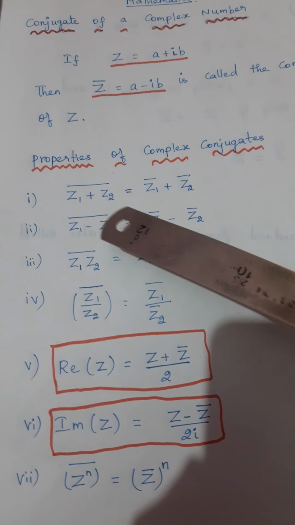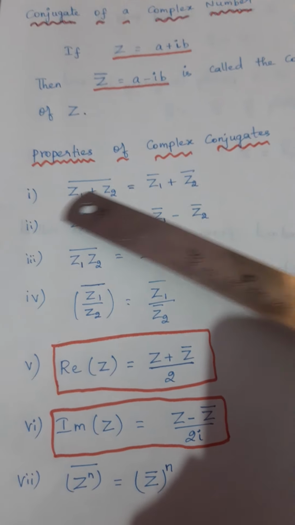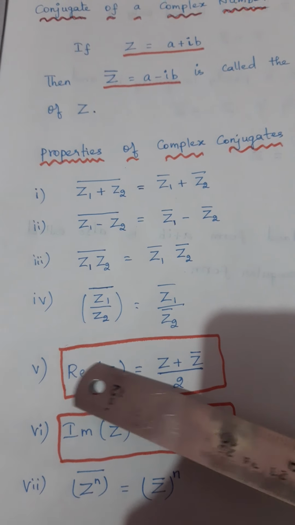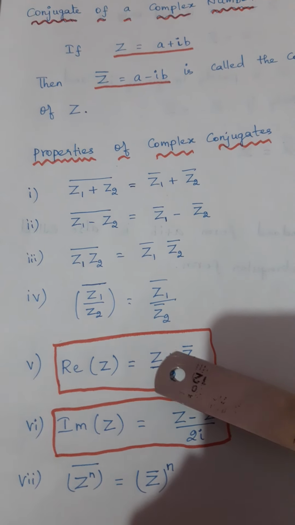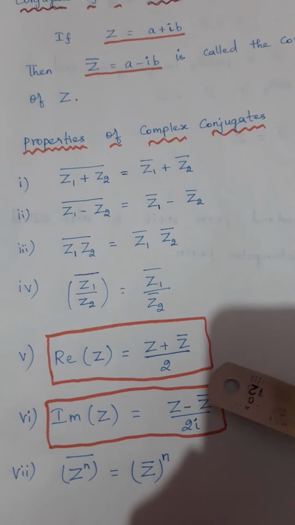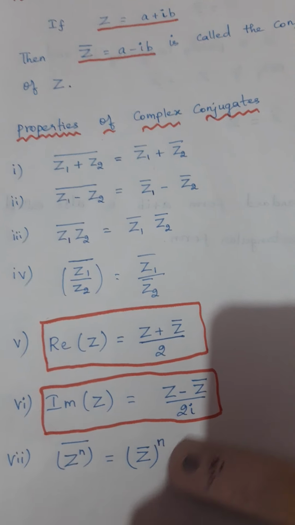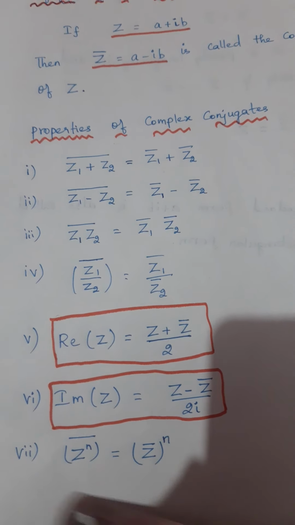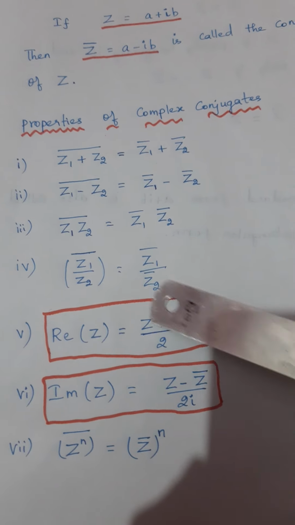These are all properties. This is plus, this is minus, this is multiplication, this is division. In addition, subtraction, multiplication, and division, complex conjugates can be split like this. And the real part of z, the formula is (z plus z bar) by 2. The imaginary part of z, the formula is (z minus z bar) divided by 2i. And power and conjugates can be interchanged. That is what this formula gives us the authority for.